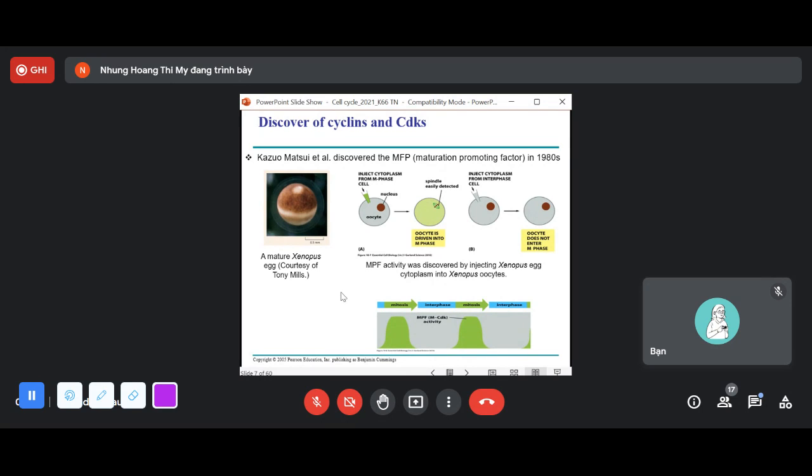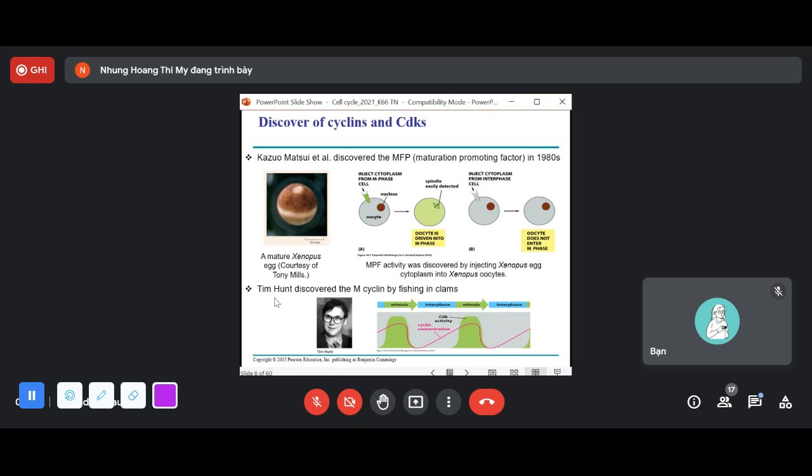One thing here is that when other scientists tried to purify the MPF, that means the kinase responsible for the cell coming to the M phase, they found that it always contains another protein that is required for the kinase activity. And this protein is cyclin. The scientific group who figured out the cyclin is Tim Hunt's group.